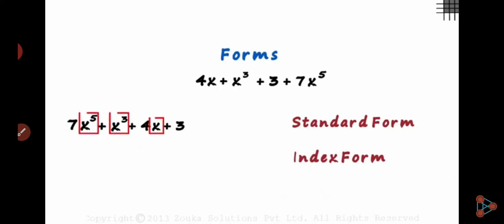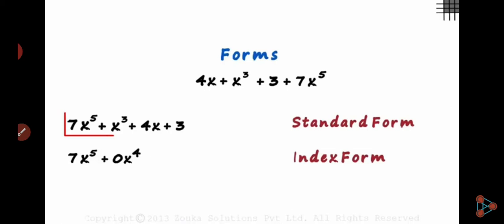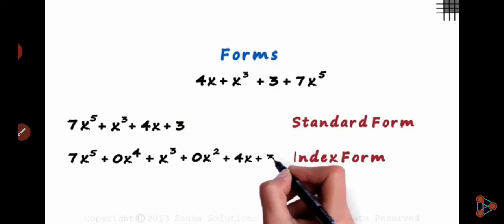Here x to the power 5 is there, x to the power 3 is there, so we can write 7x to the power 5 plus, because we don't have x to the power 4, we write 0 into x to the power 4, plus x cube. 0 into x to the power 4 becomes 0, so it does not change the value of the algebraic expression. Now x square terms are not there, so you can write 0 into x square plus 3.